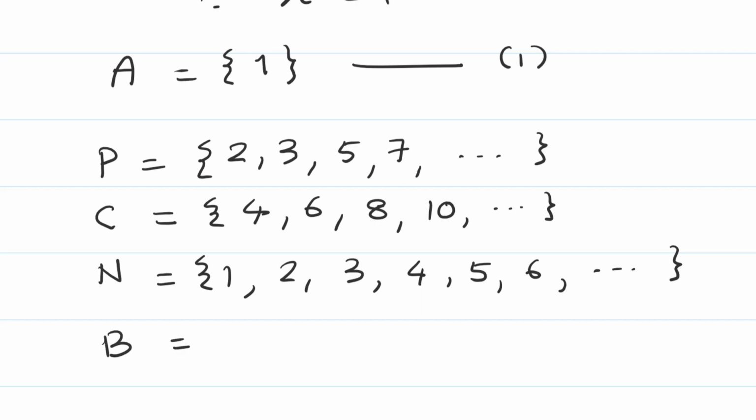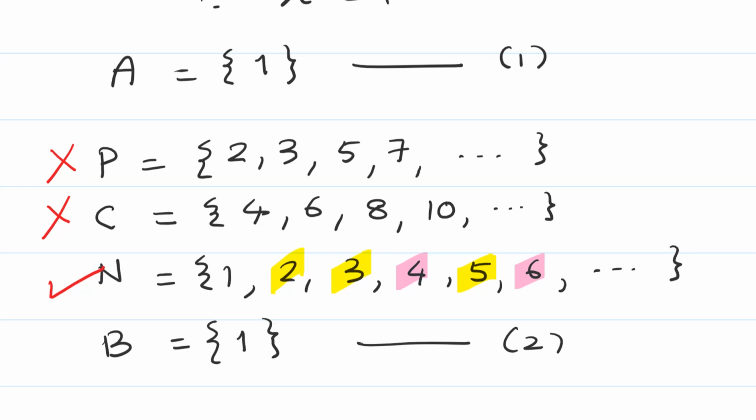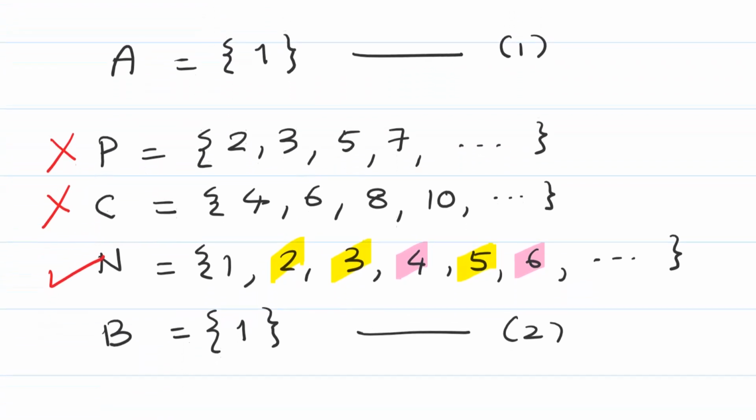So B set is set of all x such that it is natural, does not belong to set C, does not belong to set P. So only one number will satisfy this condition and that is 1. Here 2 is prime, 3 is prime, 5 is prime, 7 is prime and so on. 4 is composite, 6 is composite, 8 is composite, 9 is composite and so on. So B is singleton set and element in B set is 1. So from 1 and 2, A and B are equal.